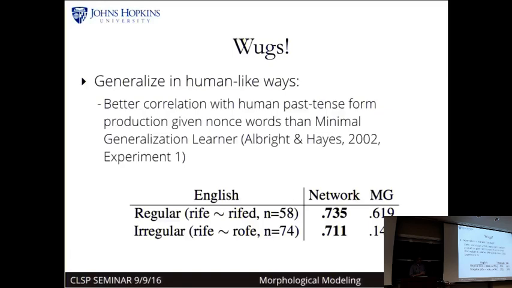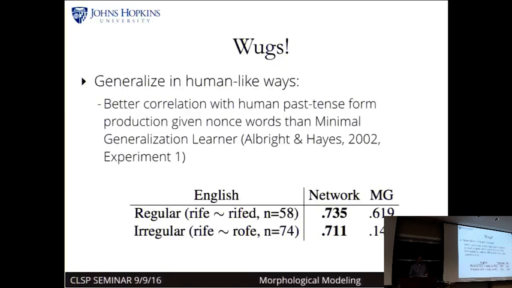And it turns out that the neural network does substantially better at predicting these production counts. So predicting the probability that people will produce a particular regular stem or a particular irregular output than the minimal generalization learner that Albright and Hayes themselves designed to solve this problem. So it seems like the networks generalize in reasonably human-like ways, at least with respect to going models in linguistics. When both were trained on the same data set?